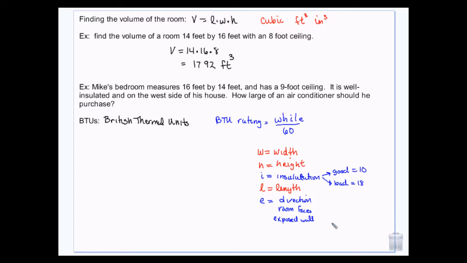Now, if it's facing north, E is equal to 16. If it faces east, E is 17. If it faces south, E is 18, and if it faces west, E is 20. That's the way the wall faces. How did they come up with these numbers? That's a good question. I'm not exactly sure. The British did it a long time ago.